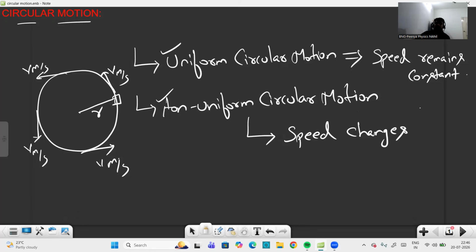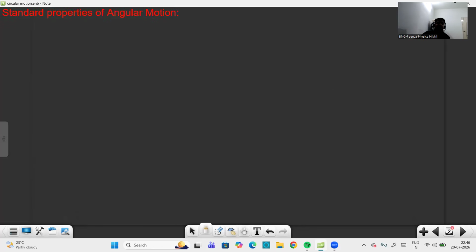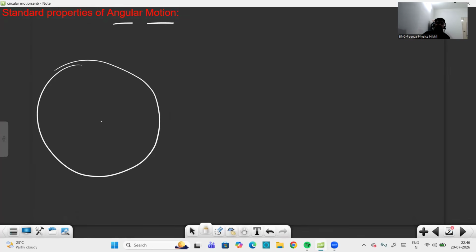Now next we will discuss the standard properties of angular motion. Why am I saying angular motion? Because whenever an object moves in a circle, its angular position is changing. For example, the object is at initial point 1. After some time, its position becomes 2. From point 1 to point 2, its angular position gets changed. So here we have to define the terms related to angular motion.